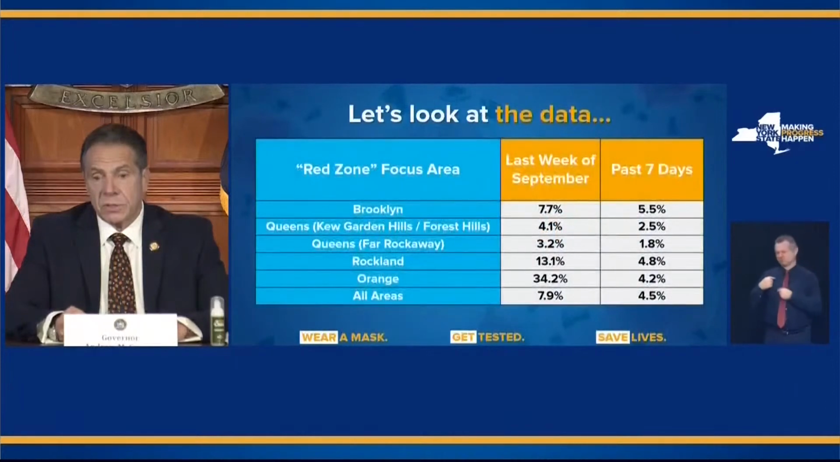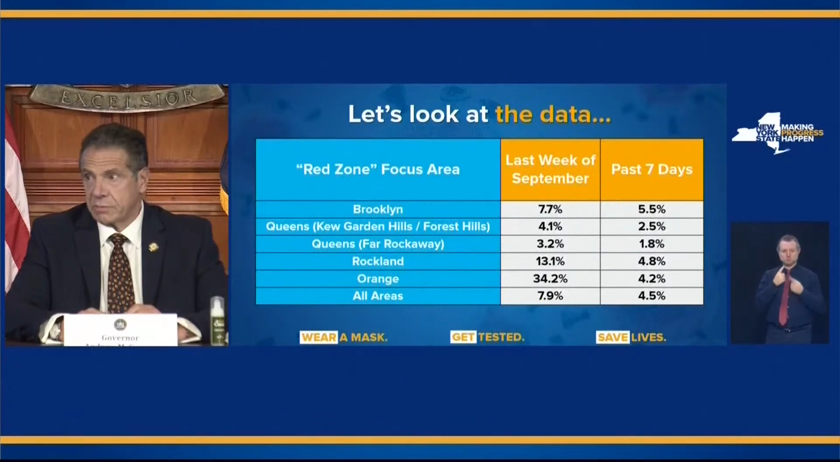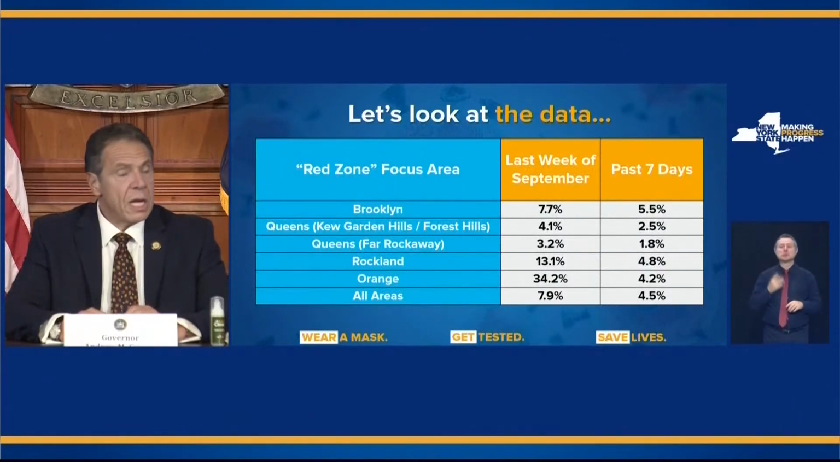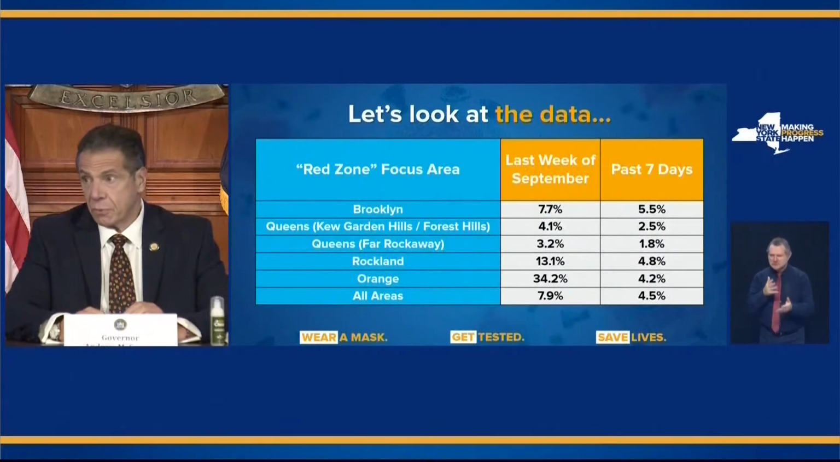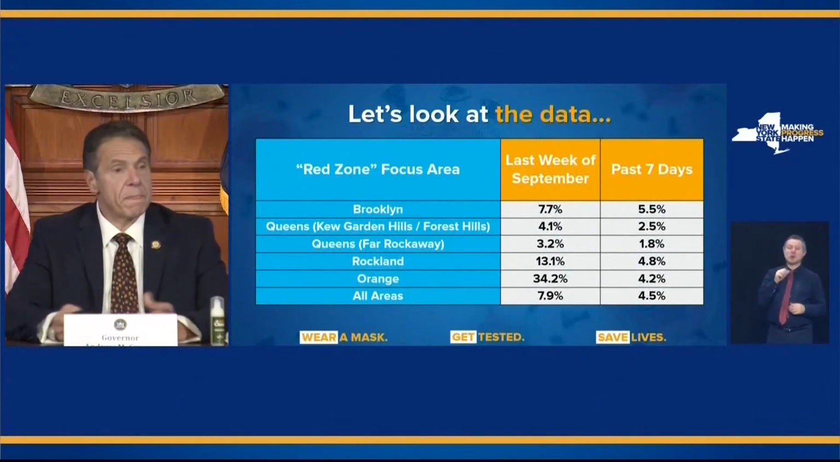The current microclusters, this is what they did. First, what this shows is it is working. It is working. Again, because 1 and 1 = 2. If you talk to the community about increasing compliance, if you increase enforcement, the spread will come down. Brooklyn went from 7.7 to 5.5. Queens and Kew Gardens, 4.1 to 2.5. Queens and Far Rockaway, 3.2 to 1.8. Rockland, 13 to 4. Orange, 34 to 4. All areas, 7.9 to 4.5.